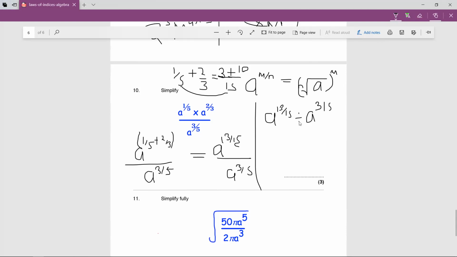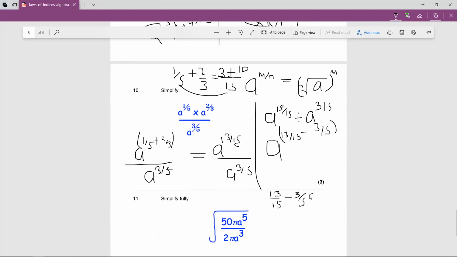That's how the math can also look. And then we'll have a, and then we can combine the powers using the third law of indices, where we use a subtraction for the powers. So 13 over 15 minus 3 over 5. Again, for anyone who doesn't have a calculator, this is the best way to go. Just ensure your working is accurate.